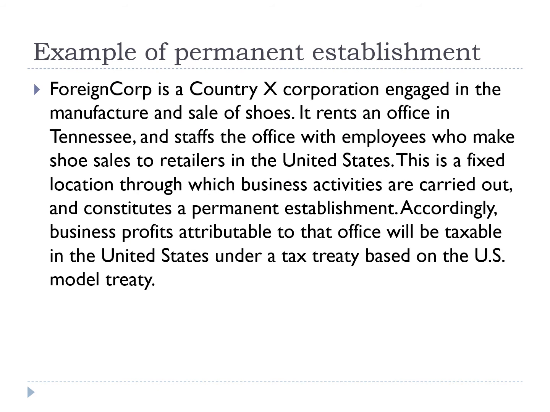Here's an example of activities carried on in a location that can create a permanent establishment. Foreign Corp is a Country X corporation engaged in the manufacture and sale of shoes. It rents an office in Tennessee and staffs the office with employees who make shoe sales to retailers in the United States. This is a fixed location through which business activities are carried out and constitutes a permanent establishment. Accordingly, business profits attributable to that office will be taxable in the United States under a tax treaty based on the U.S. Model Treaty.